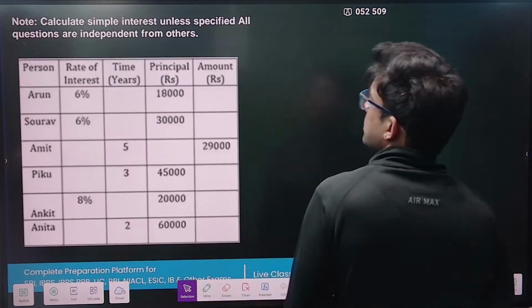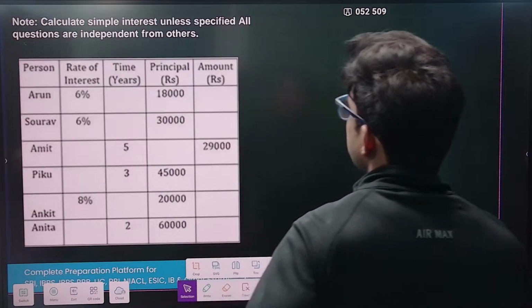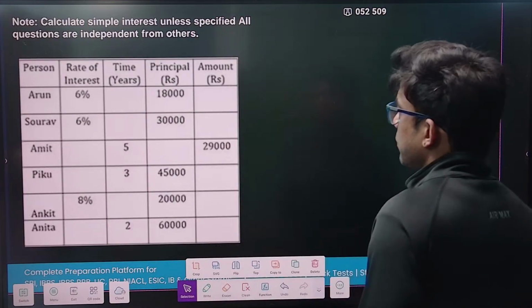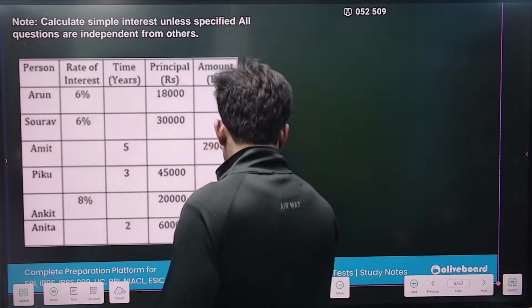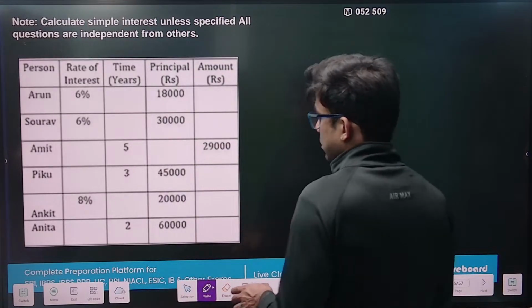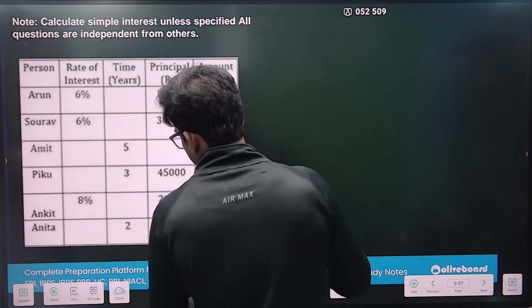Now calculate the simple interest. Note: calculate the simple interest unless specified. All questions are independent from the others. Okay. First of all, I would say that no question is aligned with each other. All the questions are different from each other.